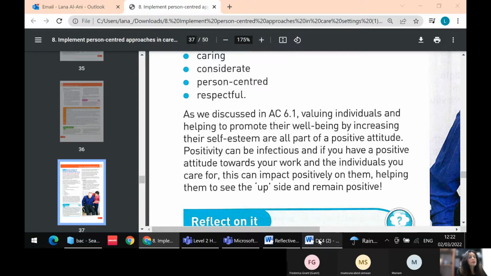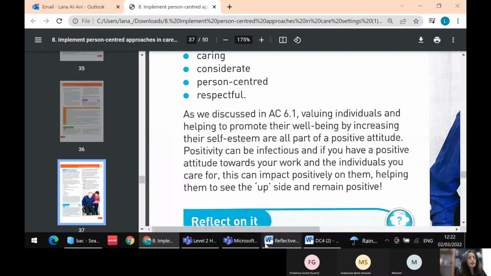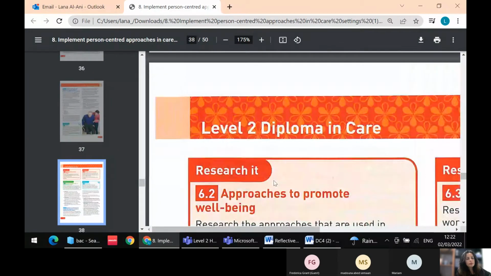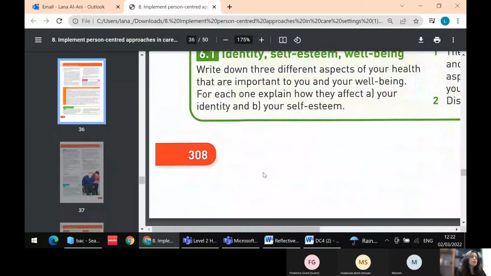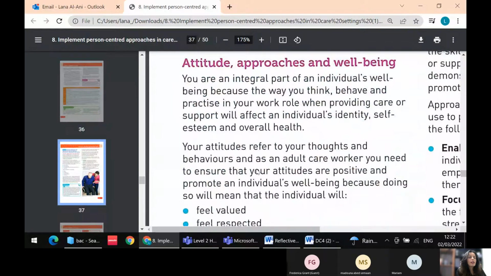So if I was going to answer this question, describe attitudes and approaches likely to promote well-being, I will just go back. Here: describe attitudes and approaches that are likely to promote individual well-being. So, the attitudes and approaches that promote well-being.